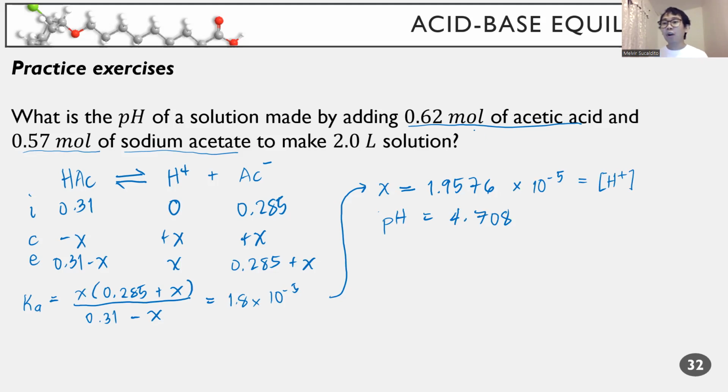Yes. Okay. Now, eto, one quick solving lang. For this 2-liter solution, what will be the pH if you add just 0.62 mole of acetic acid? Okay? If yun lang, you don't add any sodium acetate, just 0.62 mole of acetic acid dissolved in water to make a 2-liter solution. What will be the pH of the solution? Then it would be easier po because the acetate would have 0 in the beginning.